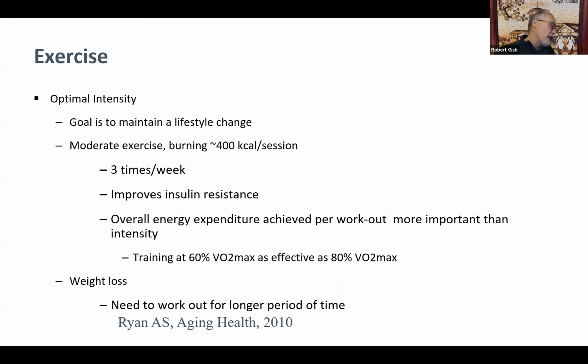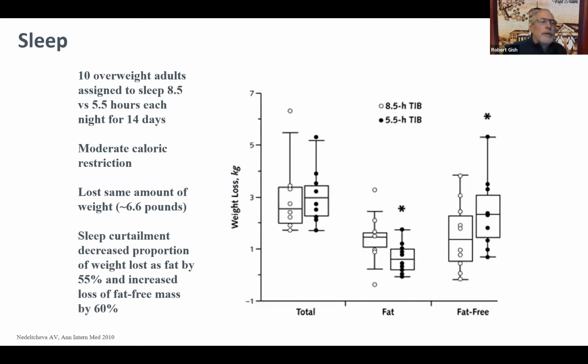So you want to burn 400 calories per session, at least 3 sessions a week, at least an hour each. Those are really good numbers to be thinking about. Sleep: better sleep quality, longer sleep in terms of numbers equals quality, causes more weight loss.